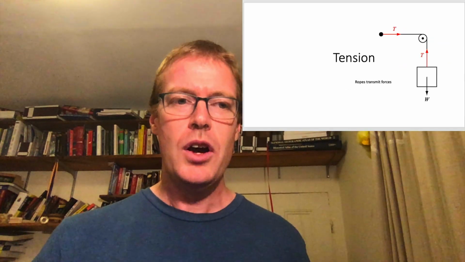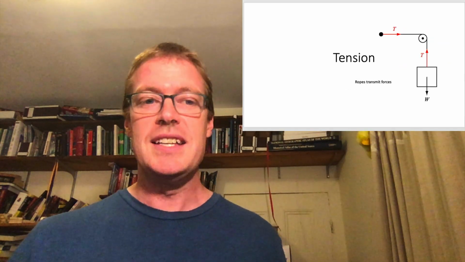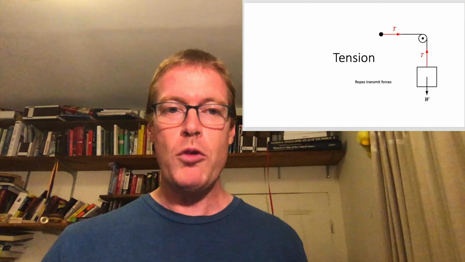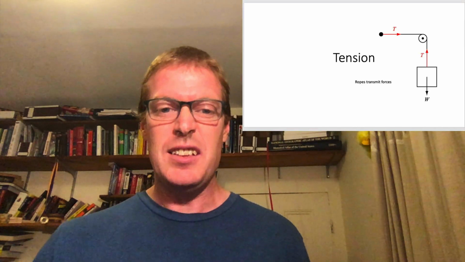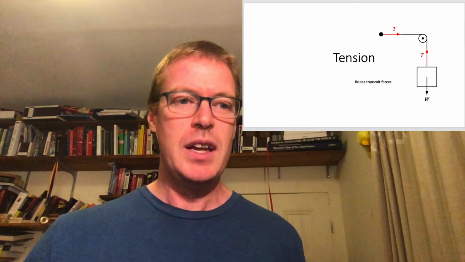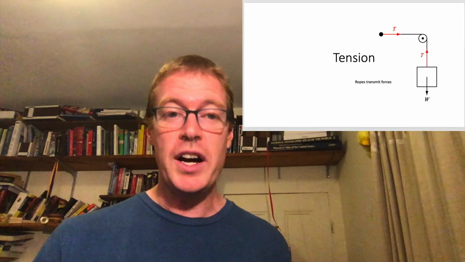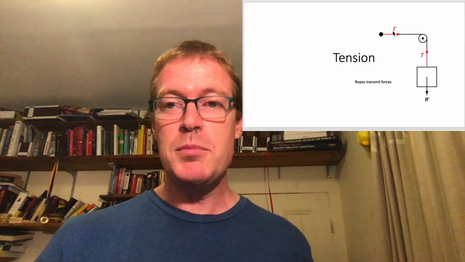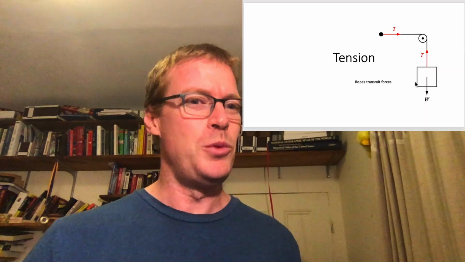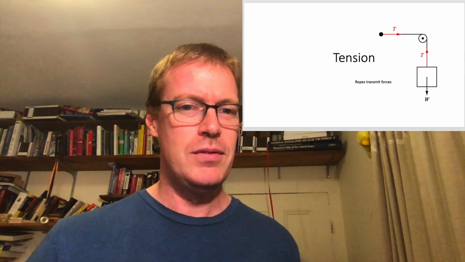Tension. We call the force exerted by a rope tension. If you think about a rope as a really stiff spring, this is essentially the same as the spring force. What makes ropes fun is that they can transmit forces around corners. We'll talk more about this later.